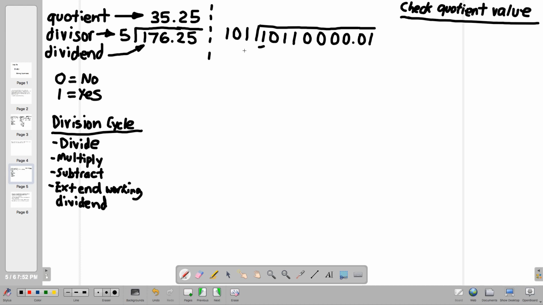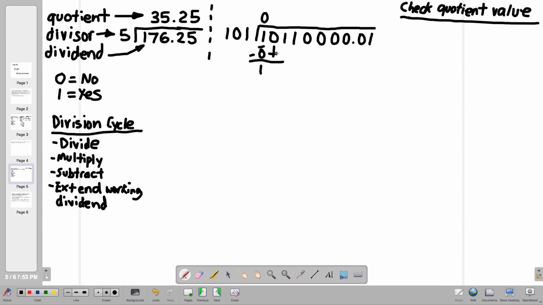So we ask the question, does 5 go into 1? The answer is no. So that's a 0. Represent a value of 0 to the top. Next thing is multiply. That's the next step in the cycle. 0 times 5 is 0. And the next step is subtract. And of course 1 subtract 0, you get 1. And then we say extend the working dividend.